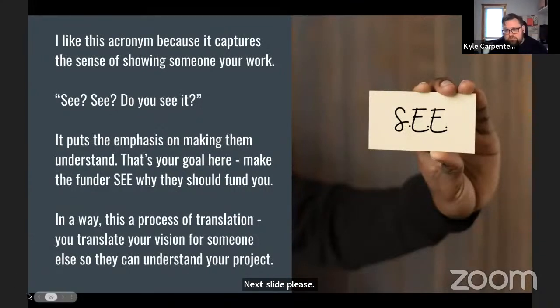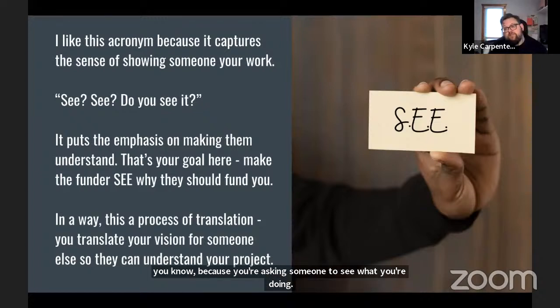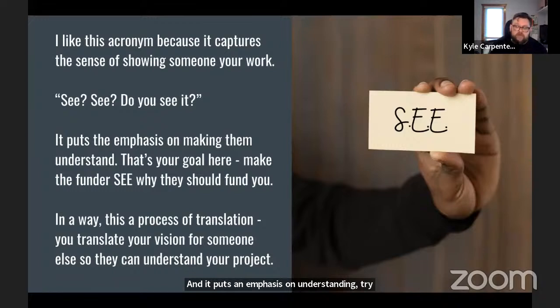Yeah, and the reason I was drawn to this acronym, not only because it helped me understand my writing better, but because I kind of like how expressive it is, because you're asking someone to see what you're doing. And it puts an emphasis on understanding, like trying to present clearly, so making the funder see why they should fund you. And again, we're back to this notion of translation or communication, like taking your vision and putting it in someone else's head through writing. Next slide, please.